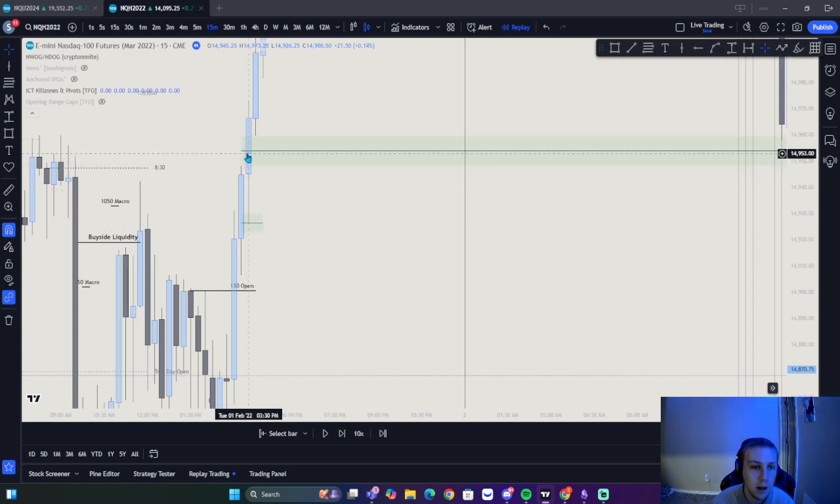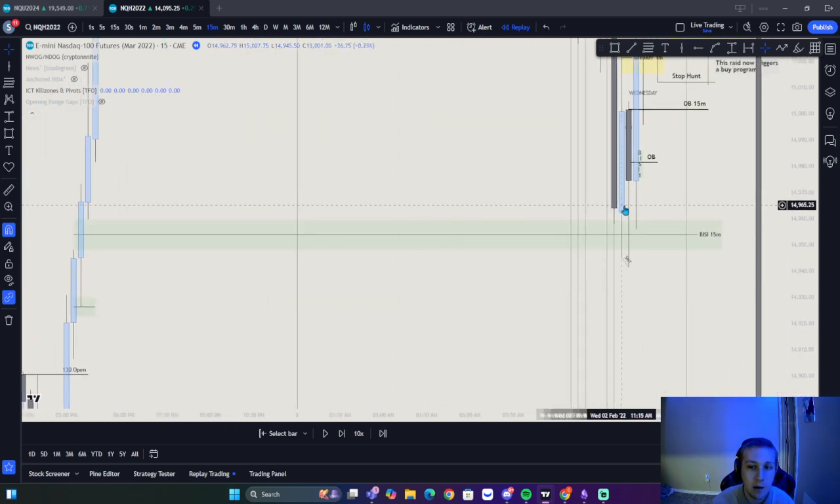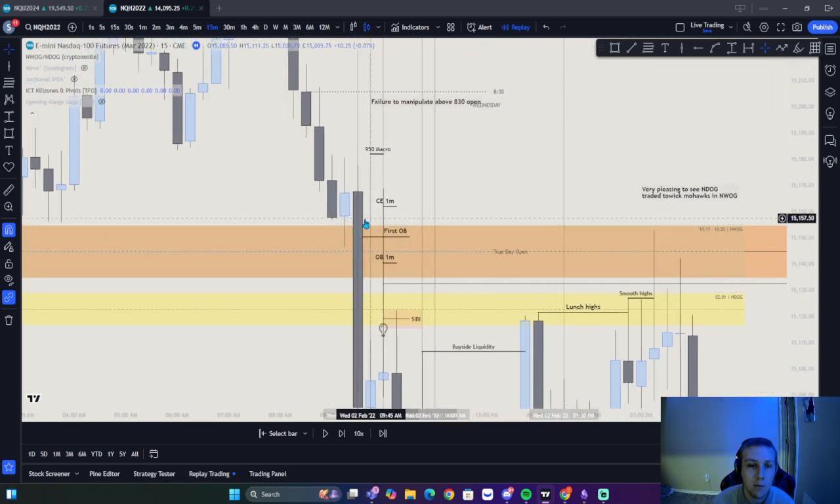This here is the only gap before that. So it makes sense for us to retrace into here. We don't really need to retrace into here because this will act as a balanced price range, and that's exactly what we end up doing. We end up putting SMT there, and then we end up trading higher. So here we have a deep retracement at 9:30.